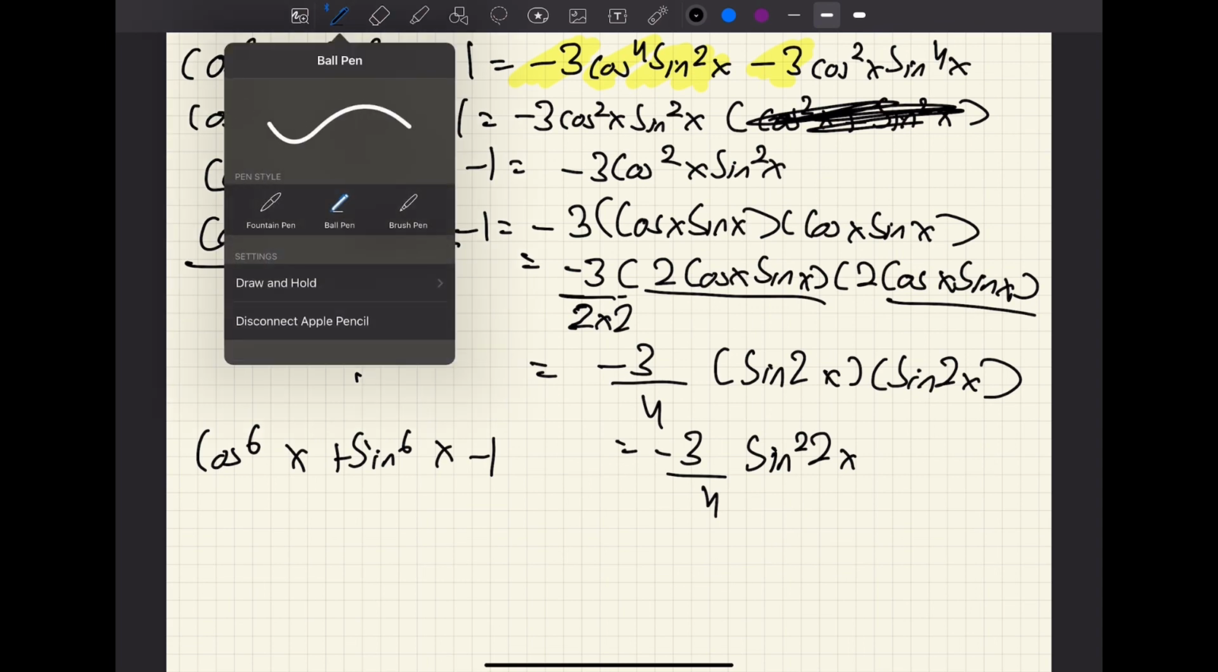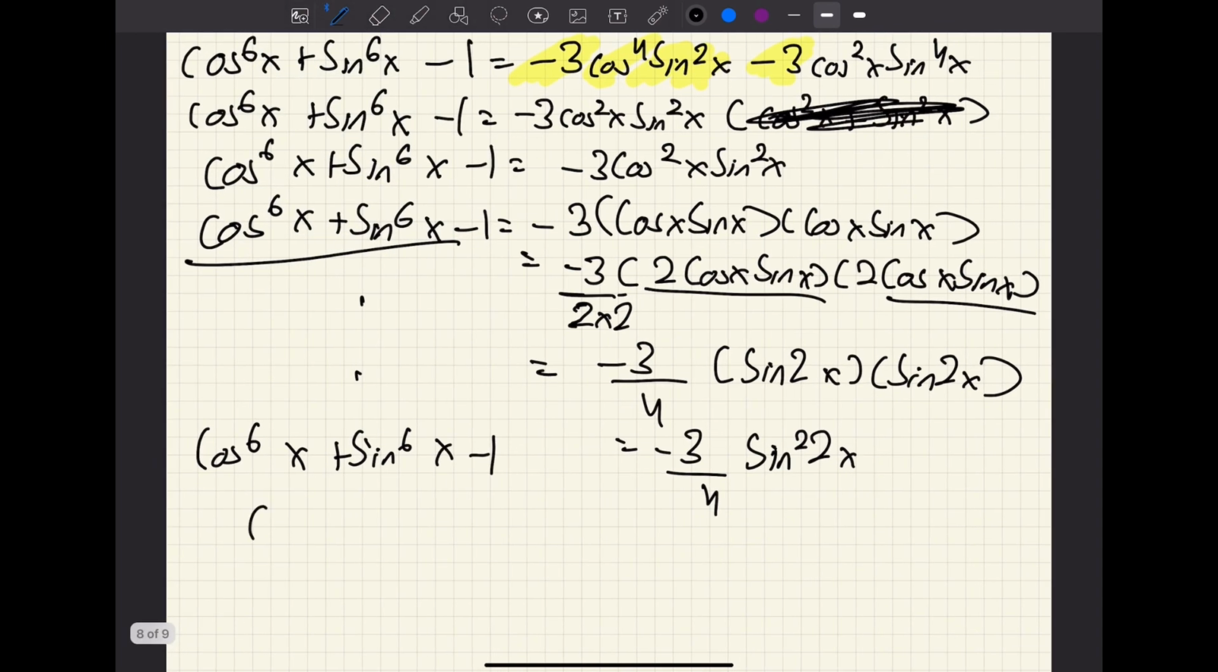Am I using ballpoint? Yeah. Okay, so our final equation after all this work would be sin 6x. So minus 1, we move it back over there, would be plus 1, the sign changed, 3 by 4 sin^2 2x.